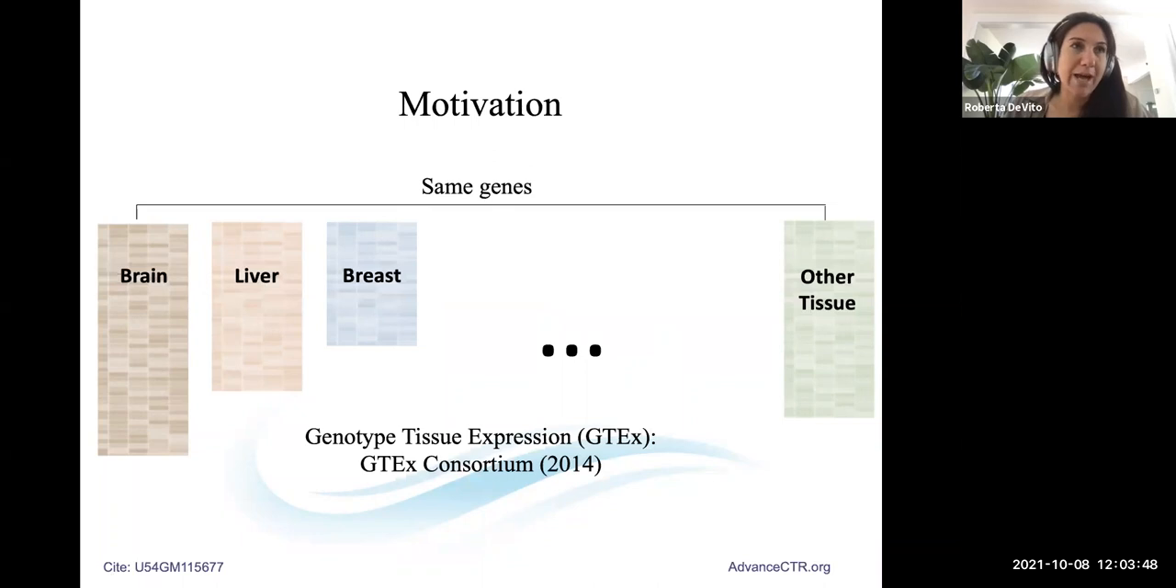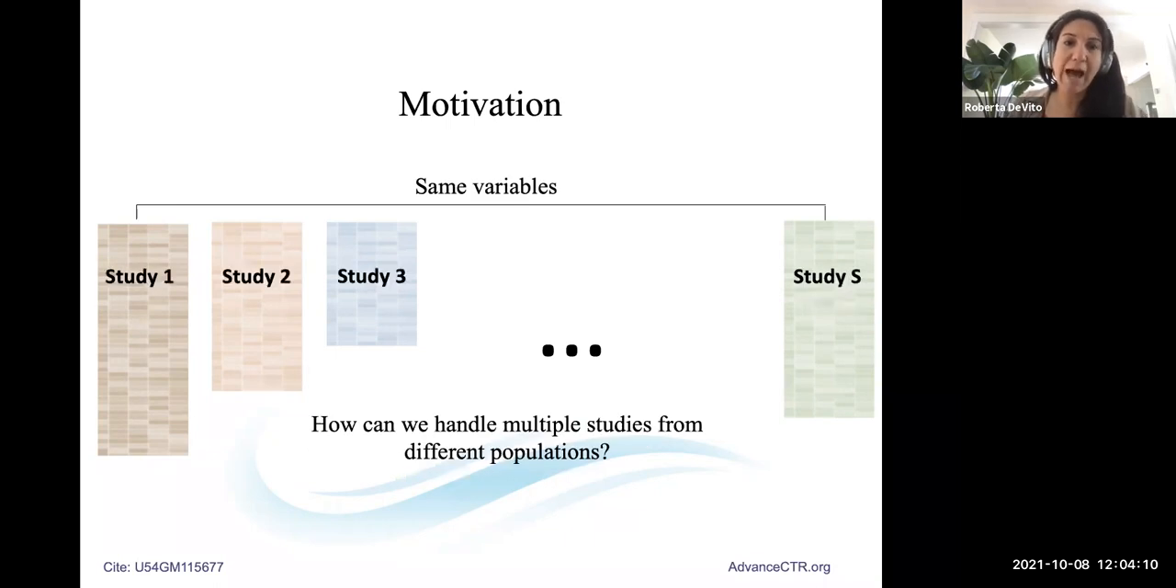And another example comes again from gene expression data, but right now the populations are different tissues in which the same genes are measured. This is coming from the GTEx consortium. So in all of these examples, there is one big question: how can we handle multiple populations and multiple studies? And statisticians are trying to solve this issue.